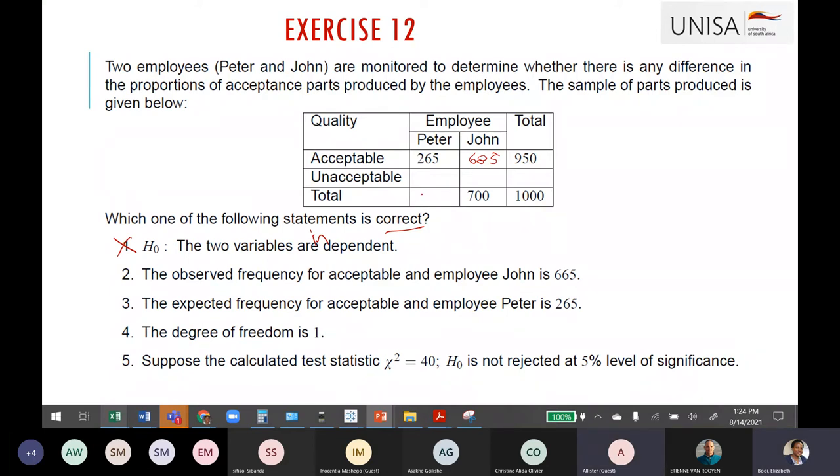Did you complete it? Yeah, 300. 35 and 15. Okay. The expected frequency of acceptable and Peter. Acceptable row total is 950 multiplied by column total of 300 divided by 1,000. And the answer is?